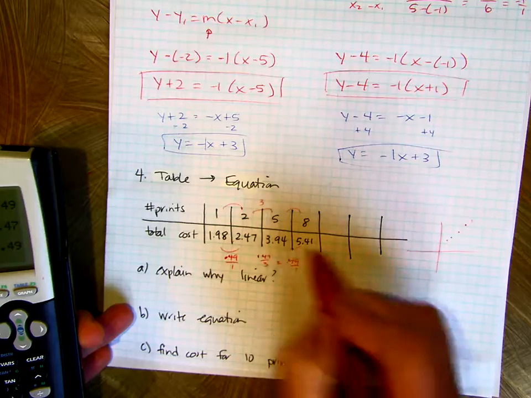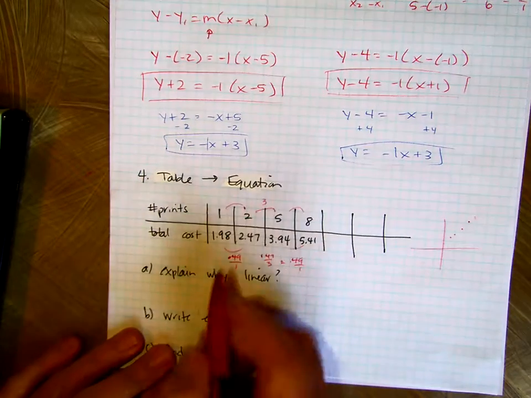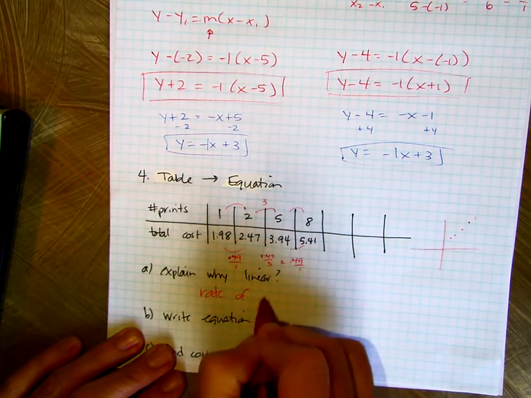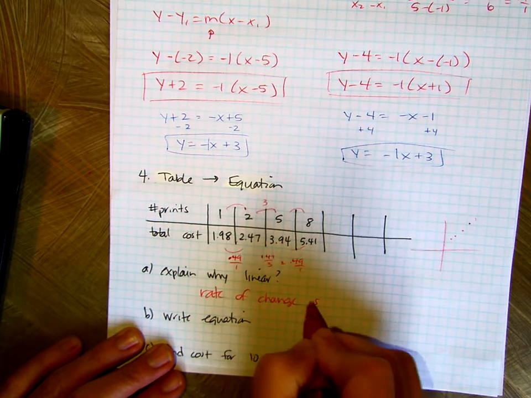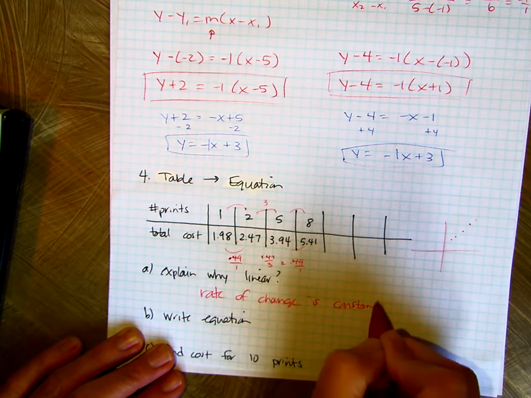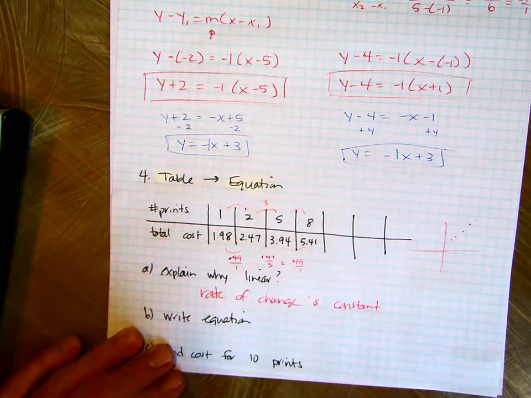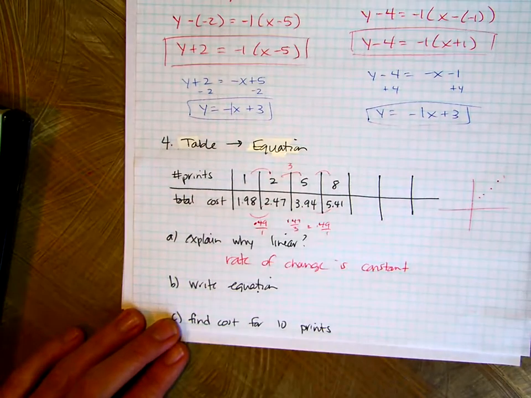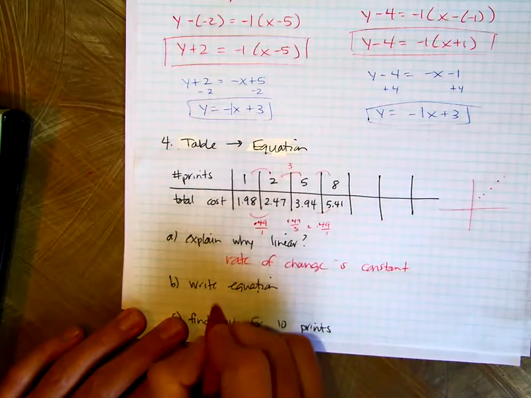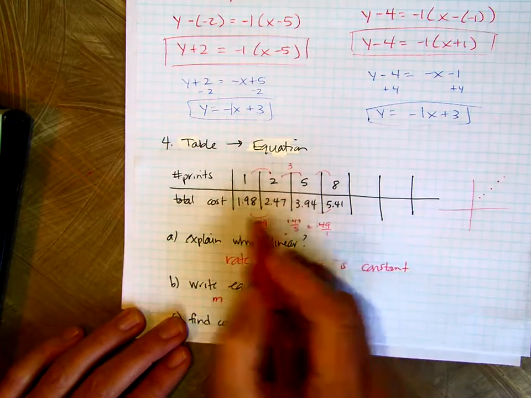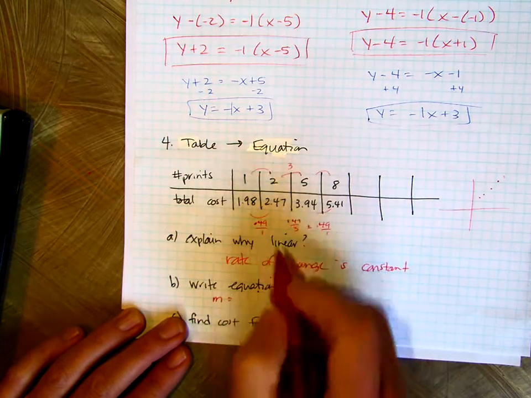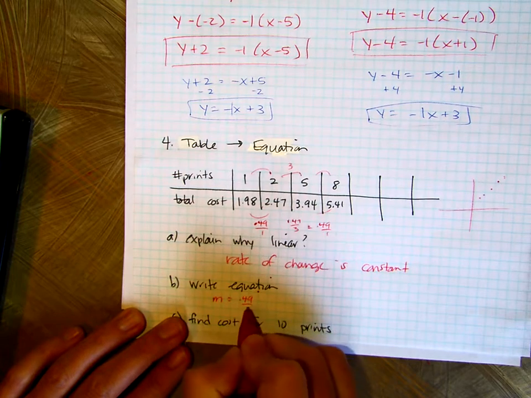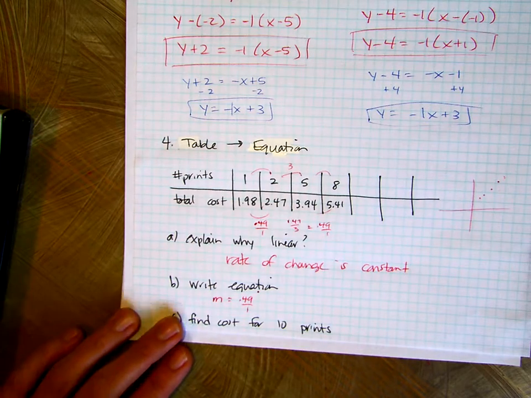So I would have to find the same thing here. So why is it linear? Because the rate of change is constant. That's why it's linear. And it says to write an equation. Well, what do I need for an equation? I need a slope and a point. So I just calculated my slope. It's 49 cents for every 1 print.